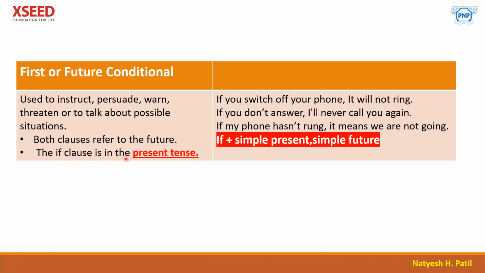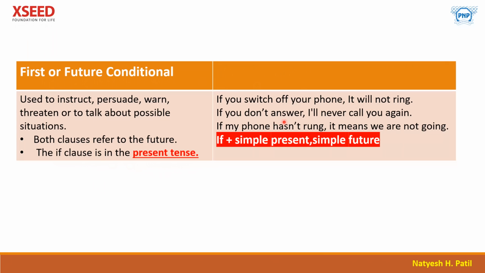The if clause would be in the present tense. Where we are going to use if, that sentence would be in present tense. Look at these examples. If you switch off your phone, now this is in present tense because this if clause is there, and the remaining part is it will not ring, future conditional. If you switch off your phone, it will not ring. Understood?